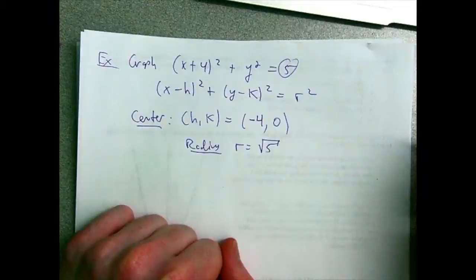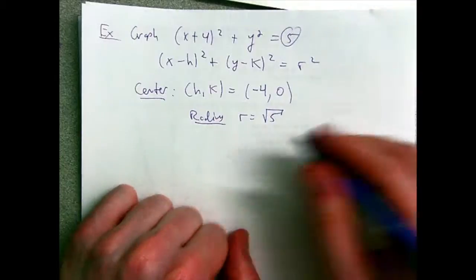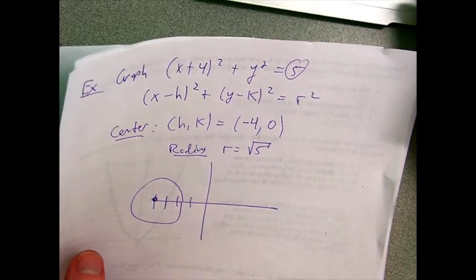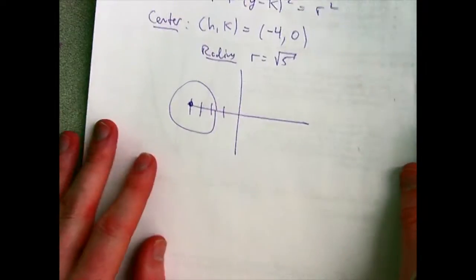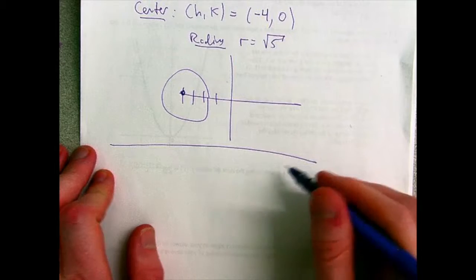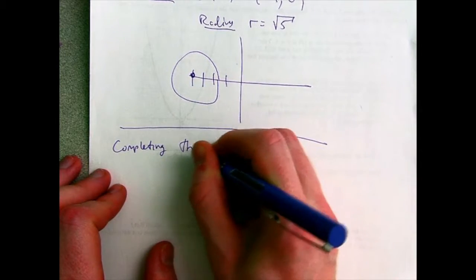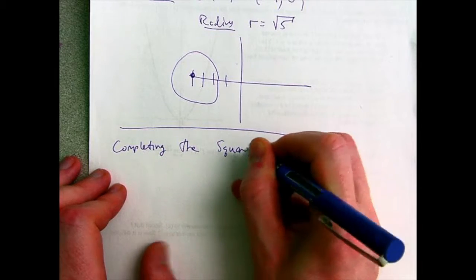And if you want to graph this thing, the center's at -4, so I guess the center's right here. And then as far as the radius, if you really want to get accurate with the radius of root 5, ask your calculator. It'll be 2 point something, so a little bit more than 2, something like that. Okay, that's pretty sloppy, but it's good enough.